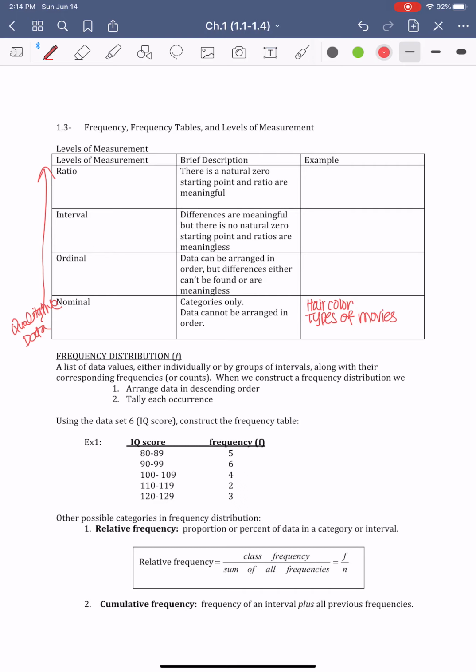Ordinal. Data can be arranged in order, but differences either cannot be found or are meaningless. So now you can start putting things in order. What kind of data do we have such that we can place in order, but we cannot see the difference between the first position and second position? Let me give you a minute to think about this.